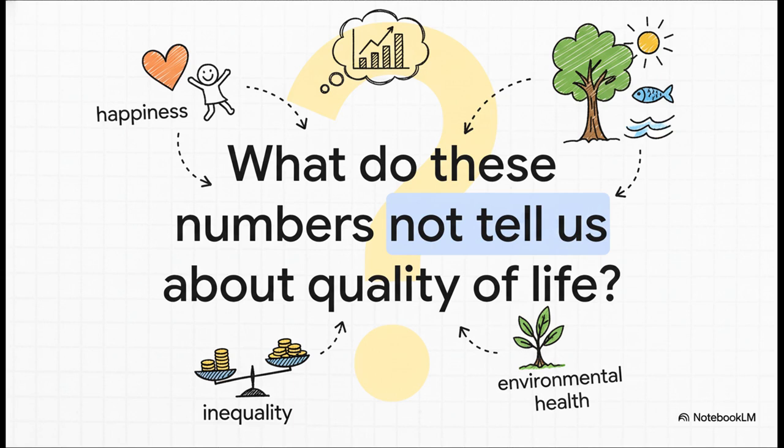But it also leads to a much, much deeper question. This number, it measures economic activity, sure, but it doesn't measure happiness or inequality or the health of our planet. So what does this one big number really miss when we're trying to measure a nation's actual well-being?